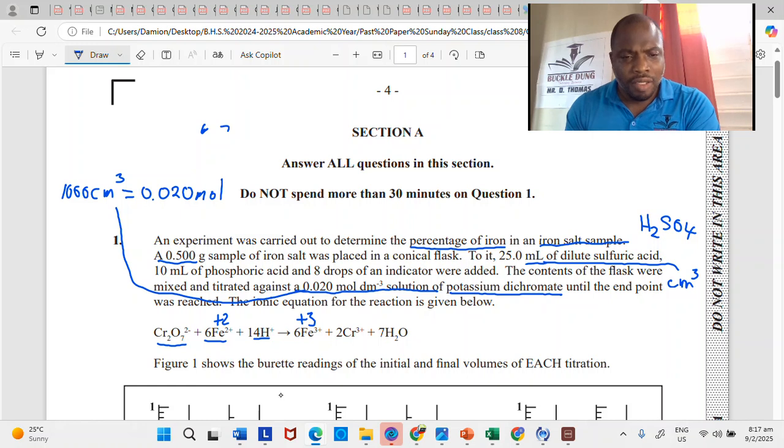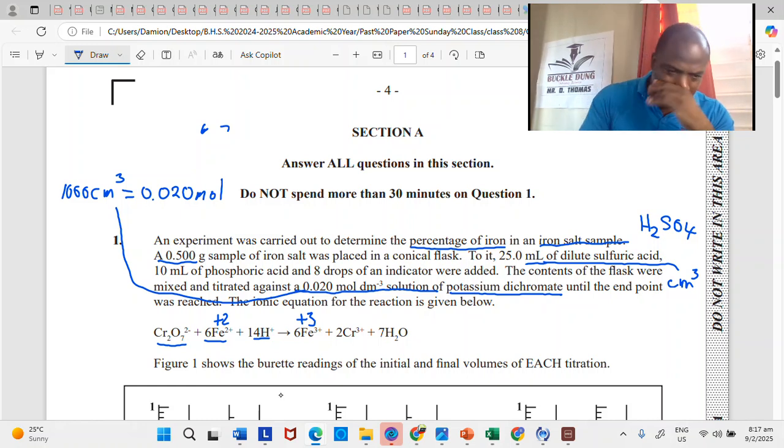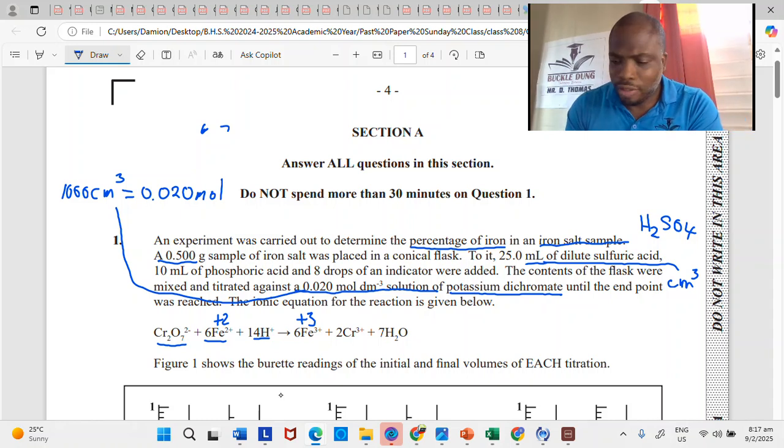It increased. Wonderful. So let me ask you this. What is happening to the iron 2 in this reaction? It's being oxidized. Beautiful. And there's something else we know. If it is being oxidized, that means this iron 2 is the reducing agent. Not true? So it is the reducing agent.